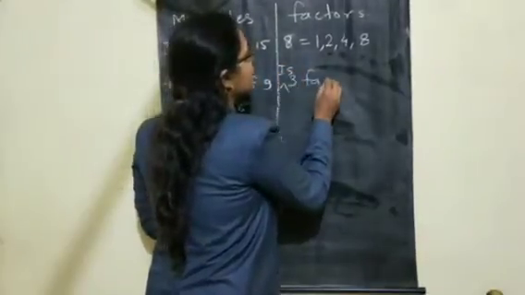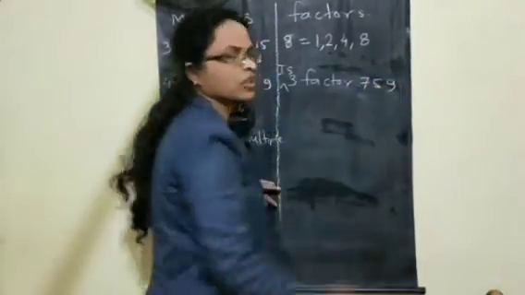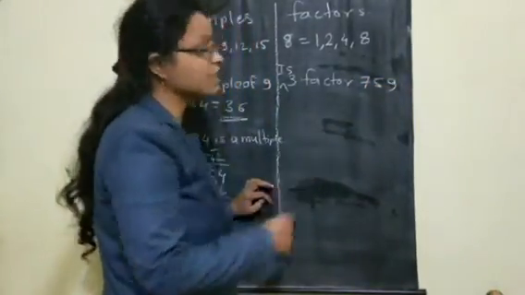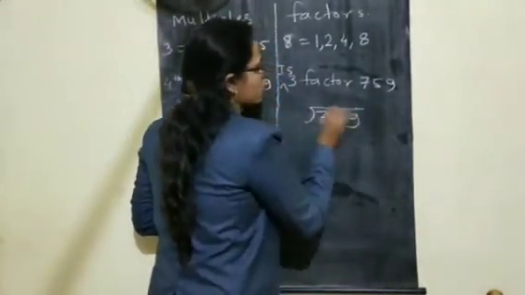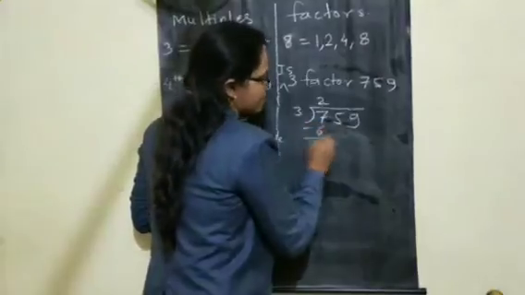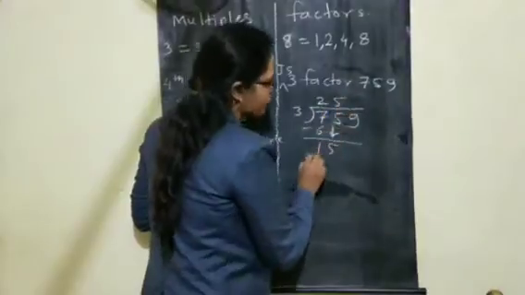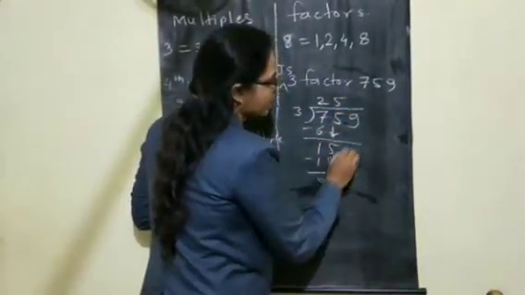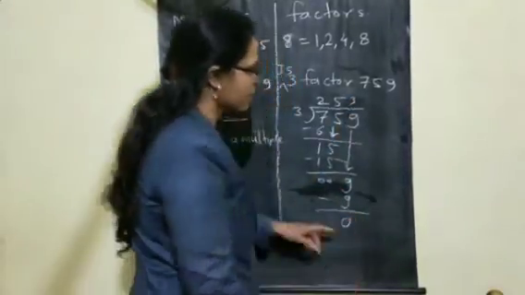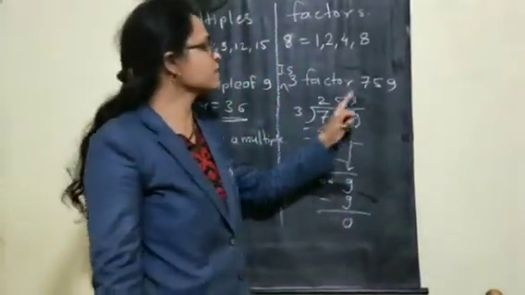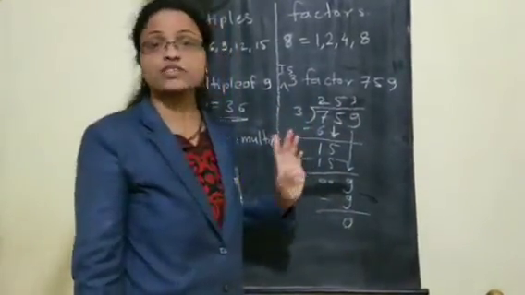Is 3 a factor of 759? Okay. So to check whether 3 is really a factor or not, you have to divide and get the answer. So 3 2s are 6. 7 minus 6, 1. Take the next number down, 5. 3 5s are 15. Then take the next number down. 3 3s are 9. Exact division. Remainder is 0, which means yes, 3 is a factor of 759. If any other remainder comes, then no, it is not a factor of that.